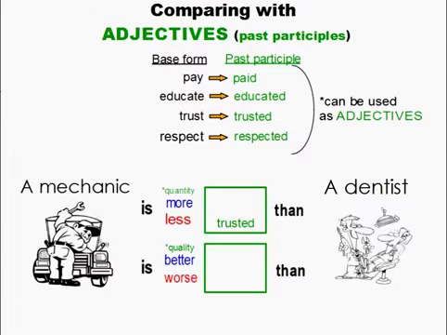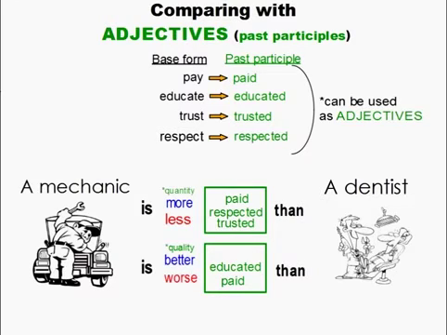Okay. Let's look at, for example, respect. Again, I could think, well, which one do you respect more, a mechanic or a dentist? Well, I respect the mechanic less, so I'm going to say a mechanic is less respected. Let's look at pay. Who is paid more? Well, definitely a dentist is paid more, or paid better. I can say a mechanic is paid worse, or maybe paid less, right? A mechanic is less paid, or a mechanic is worse paid. Same thing with education. I can think a mechanic is worse educated than a dentist.